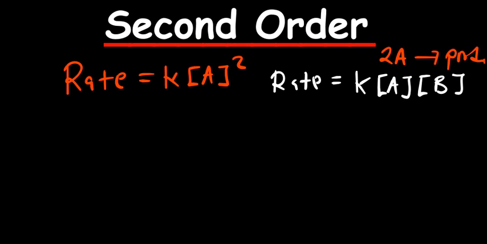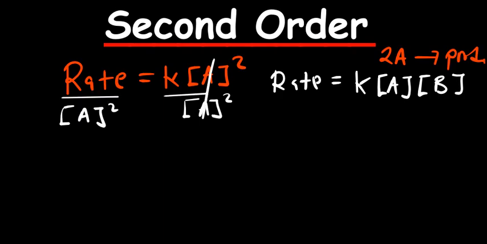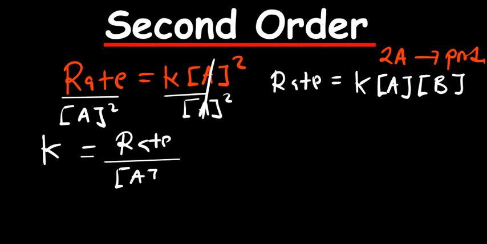Now, what are the units for this reaction? Let me just use the one that has only A as a reactant. For this one we're saying rate equals K times A squared. Let me make K the subject of the formula in advance. I'm going to divide by the concentration of A squared on both sides, so these are going to cancel. Therefore my K is just equal to the rate over the concentration of A squared.